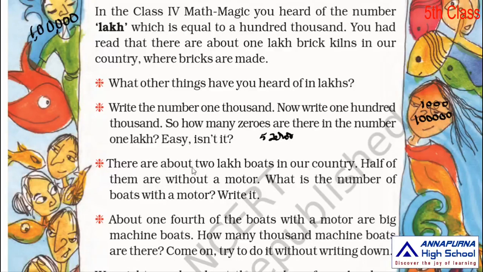Okay, now, there are about 2 lakh boats in our country. Half of them are without a motor. Out of 2 lakh, so total boats are 2 lakh. What is the number of boats with a motor? Without motor is half of 2 lakh, which is 1 lakh. And the remaining, 2 lakh minus 1 lakh is 1 lakh. 1 lakh boats are with motor.